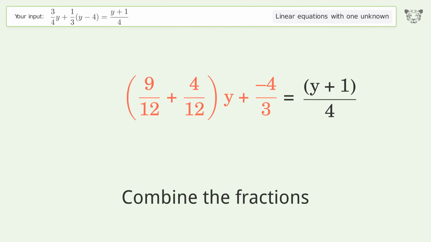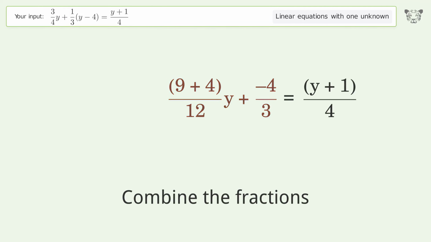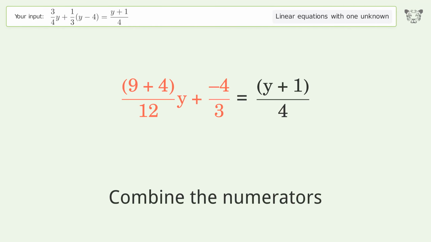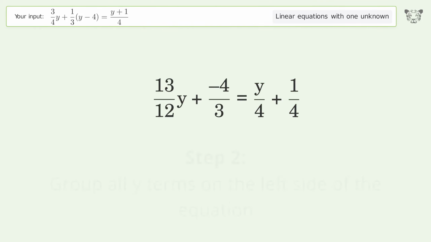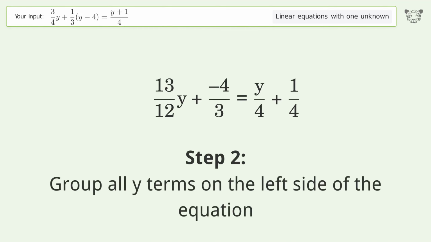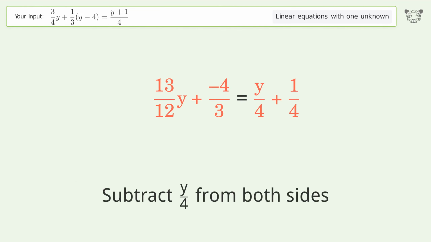Combine the fractions. Combine the numerators. Break up the fraction. Group all y terms on the left side of the equation. Subtract y/4 from both sides.